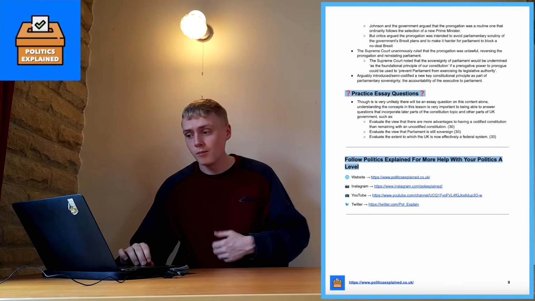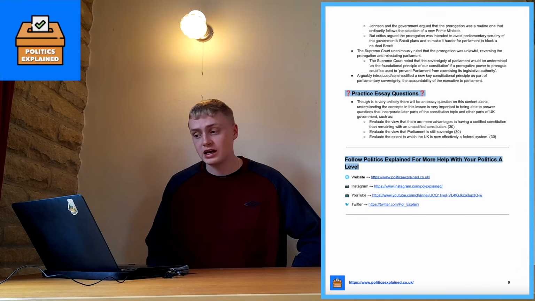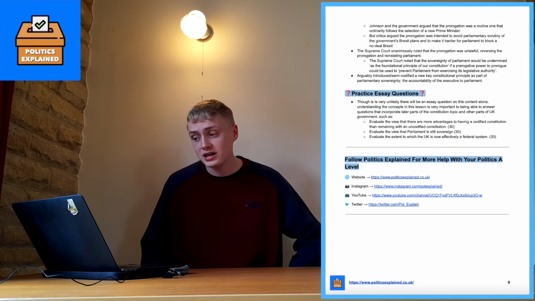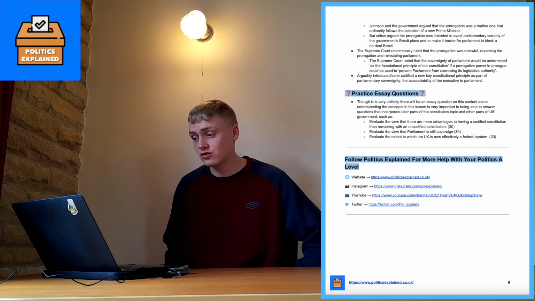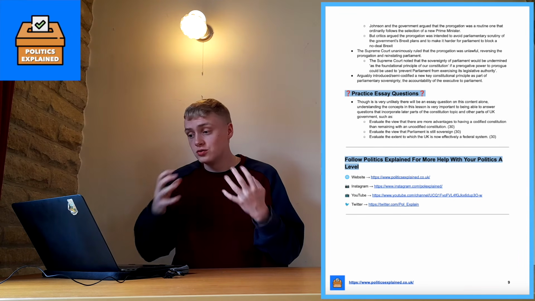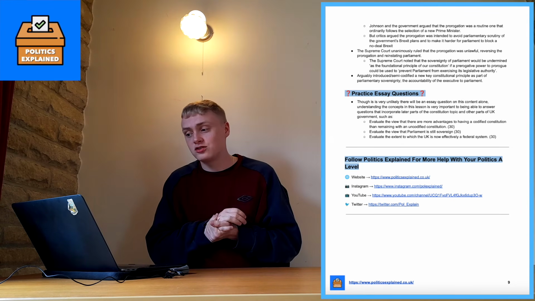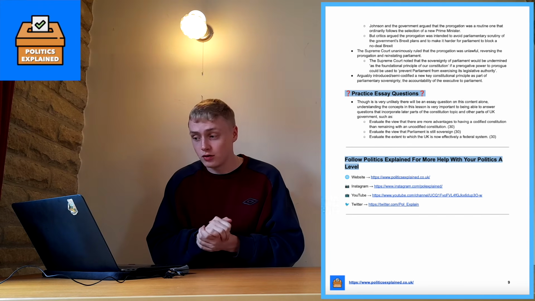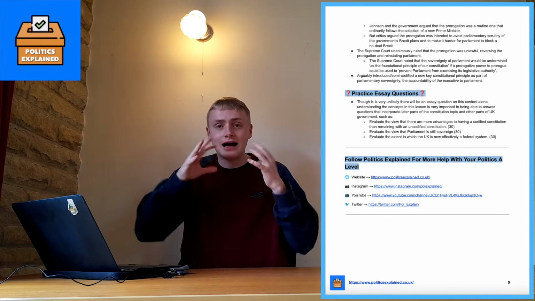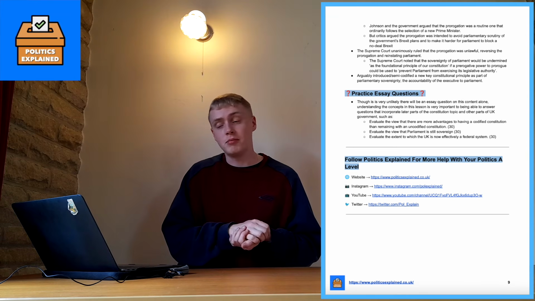Ultimately, it went to the Supreme Court, and the Supreme Court unanimously ruled that the prorogation was unlawful, reversing the prorogation and reinstating Parliament. The Supreme Court noted that the sovereignty of Parliament, as the foundational principle of our Constitution, would be undermined if a prerogative power to prorogue Parliament could be used to prevent Parliament from exercising its legislative authority. This really cited the accountability of the executive to Parliament as a key constitutional principle and part of parliamentary sovereignty.